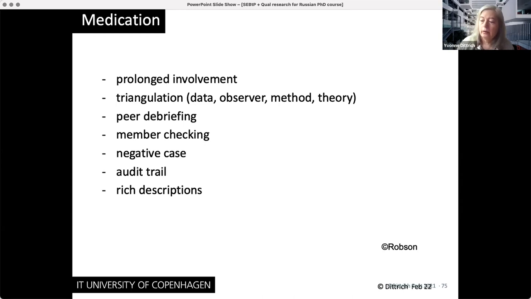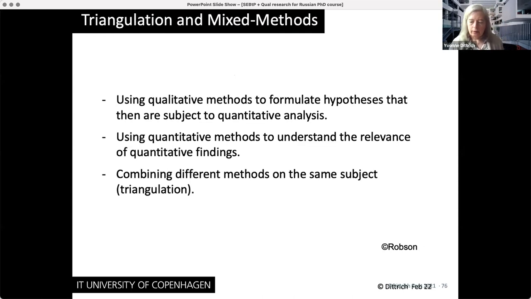Audit trail: documenting really everything that you do, all your field material, keeping that together and providing the rich descriptions. We talked about that. With triangulation, you can also use qualitative and quantitative methods together, and that is very strong. You can, for example, use qualitative methods to formulate hypotheses that are then subject to quantitative analysis. I've seen that a lot in software engineering research. But you can also use quantitative methods to understand the relevance of the qualitative findings, for example how much of the software engineering that takes place is of products, and how much is custom development. And combining different methods on the same subject is what we talked about as triangulation already.